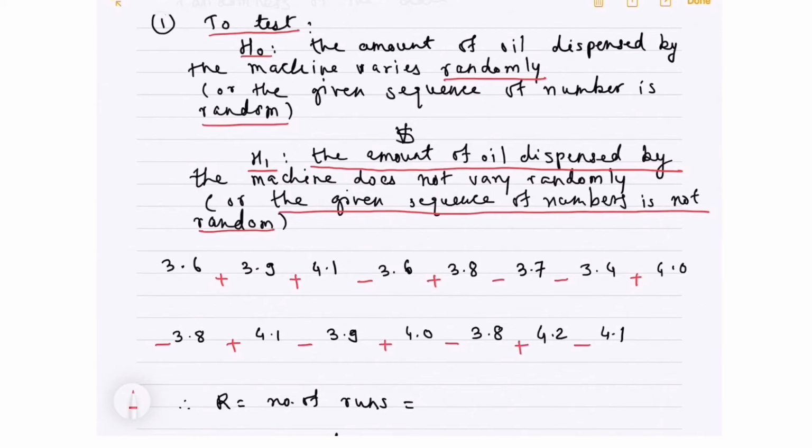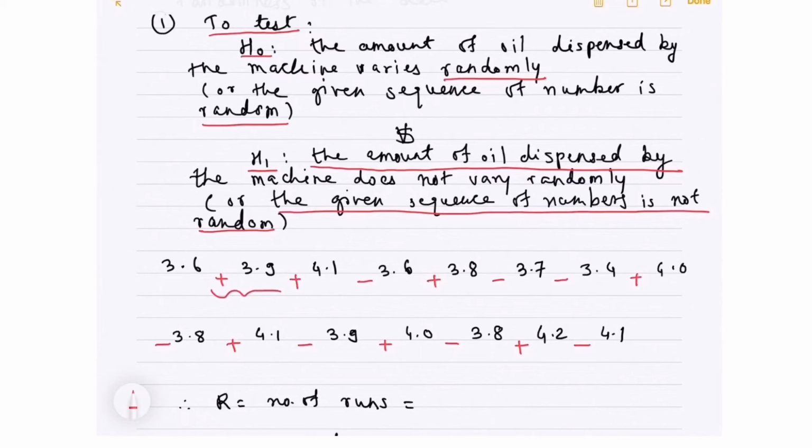Now the next step is to write the number of runs, the runs of the signs. The run changes when the sign changes from positive to negative or from negative to positive. Now let us see the runs.